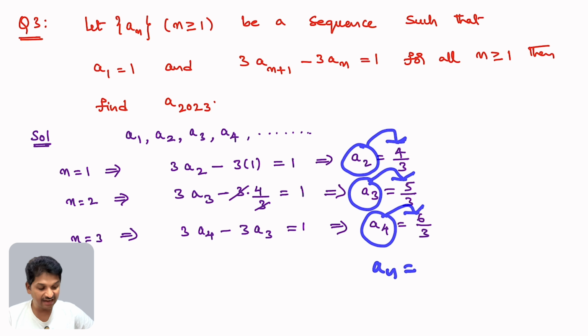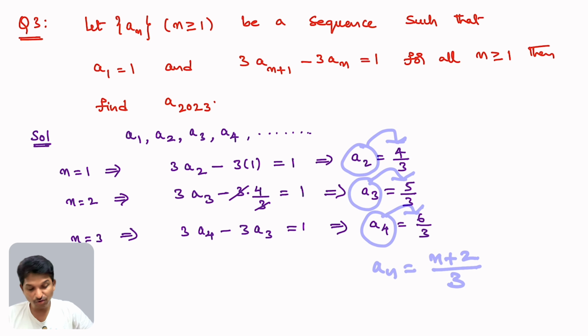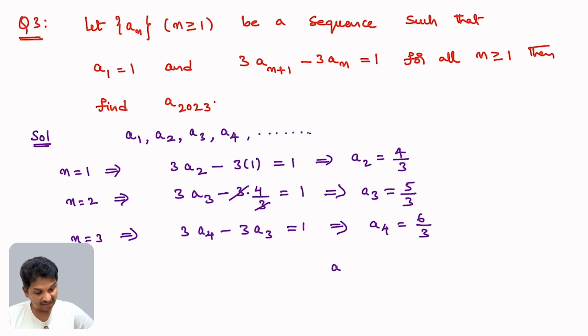What is a_n? (n plus 2) by 3. I hope you are understanding. You got the pattern here. The nth term you can identify from this: the nth term is (n plus 2) divided by 3. I hope you understand what they are asking.